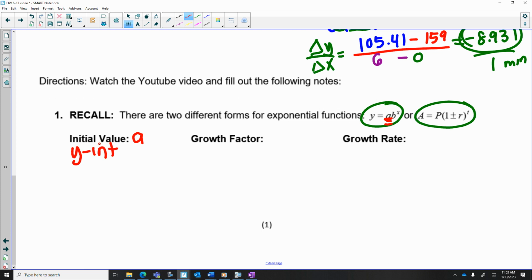And the other thing that you have here is P. P is the principal amount. So let's say we're talking about money in the bank. The principal amount is the initial amount of money that you put in the bank.